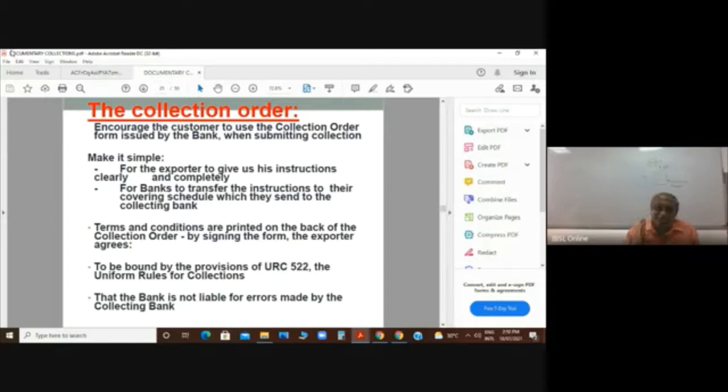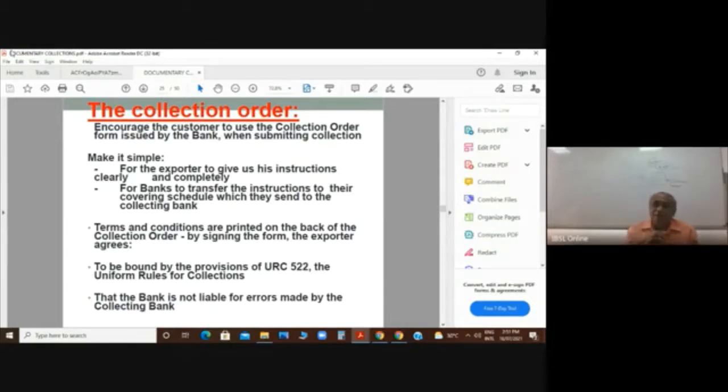Of course, I make it a point, and not only me, all the banks in the world, not in the country, in the world, insist their customers use the collection order form. Otherwise, we will not entertain any documents. Because if the instructions given are vague or insufficient, then you are responsible. So we don't want to be responsible, and we want to make it simple.